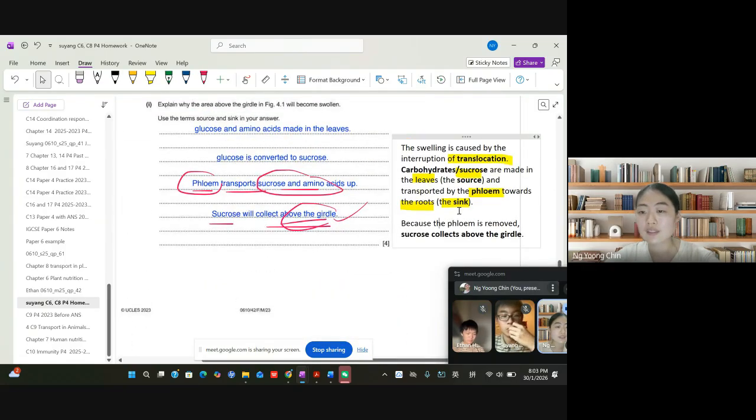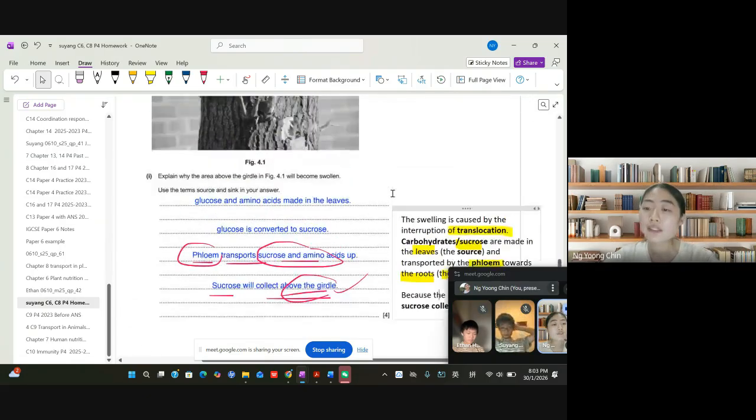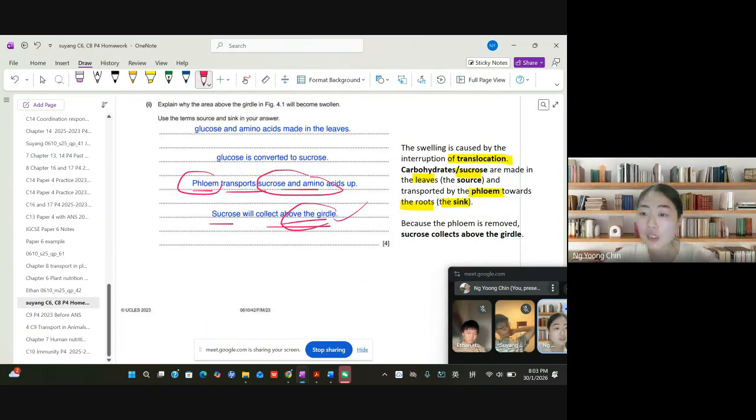So this is based on the marking scheme. 4 marks will give you what? Interruption of translocation, 1 mark. Carbohydrates made in the leaf, 2nd mark. And then transported by phloem towards the roots, which is the sink, 3rd mark. And then this one, 4th mark.